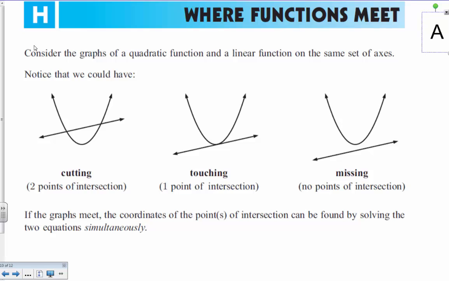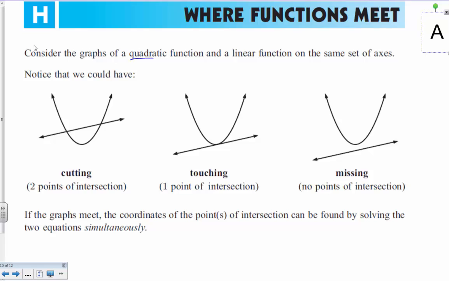So our next topic is going to be where functions meet. What we have to do is find out at what points functions are going to meet. Now functions don't have to be linear. They could be quadratic. They could be all kinds of different things. We've got to be able to figure out different scenarios.